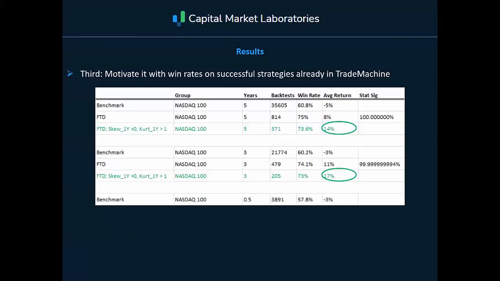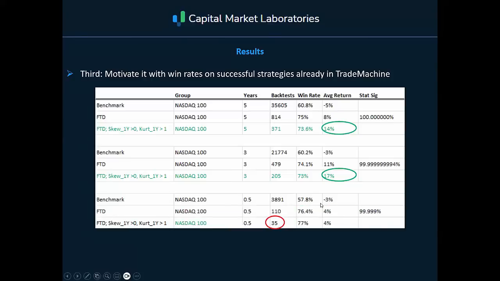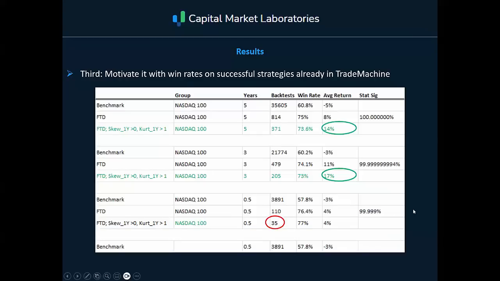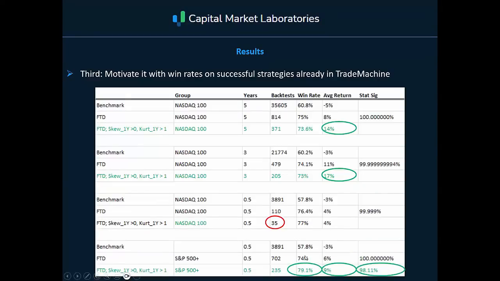How about the last half a year? The last half year, the returns went from -3 to 4, but that doesn't really count anymore because we're getting very few trades, 35 trades. So let's look at the entire S&P 500 for fade the dip. Over the last half a year, go from -3% to a +9%. And the win rate is statistically significantly larger, both to the benchmark and to the prior fade the dip.